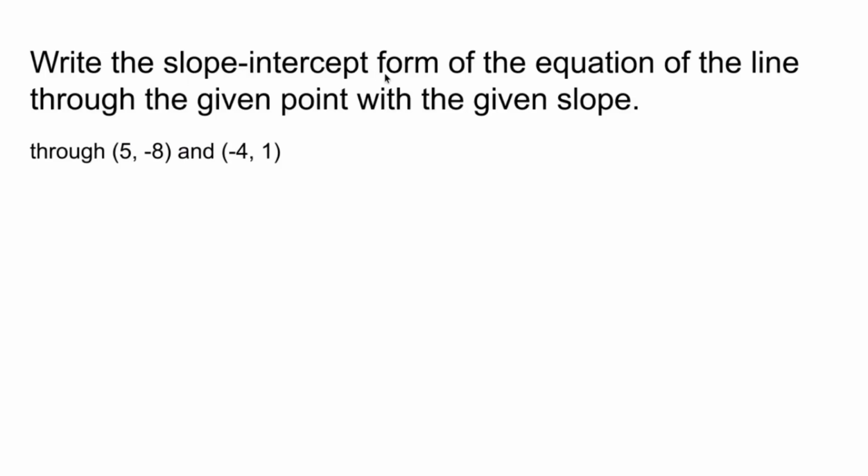Write the slope-intercept form of the equation of the line through the given point with the given slope. Well, here's the thing. I'm not given a slope. I'm given 2 points. So what I need to do is find the slope.